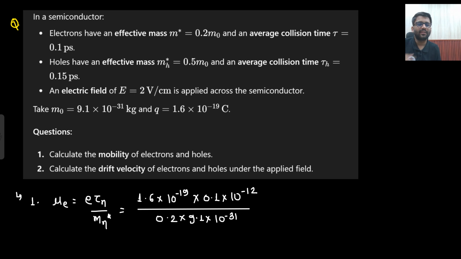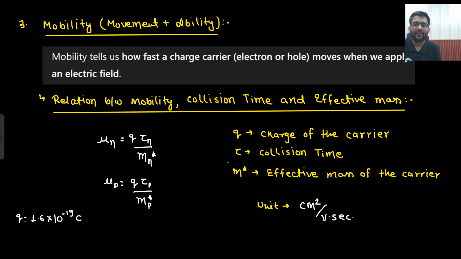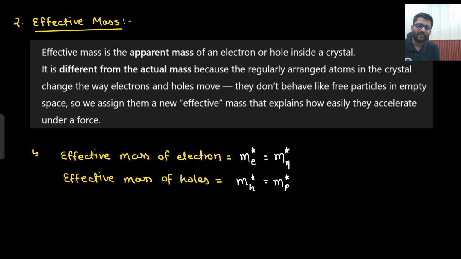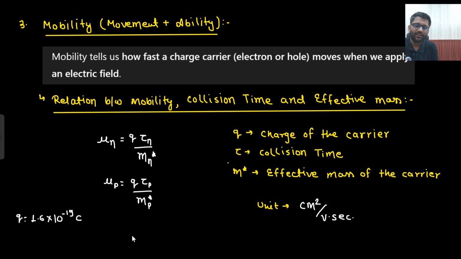One more thing you can see: here you have seen that mobility of electrons is greater than mobility of holes, right? So if collision time is the same, then effective mass of electron will be lesser than the effective mass of hole. If electrons are moving faster, that means their effective mass should be lower. But this is a general case, not always true.